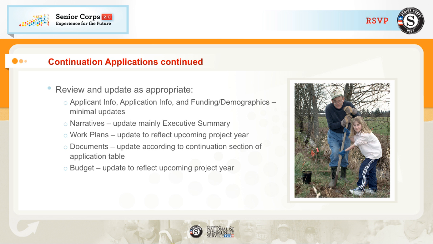The work plans will require the majority of updates in your continuation. Information will copy from your previously awarded application into your continuation application. Work plans are designed to align with the 12-month performance period. Update the work plans as needed to reflect the upcoming performance period for the continuation. For the Documents section, refer to the Continuation column in the application instructions and send the required documents to your CNCS State Office or the FFMC as indicated in the instructions.